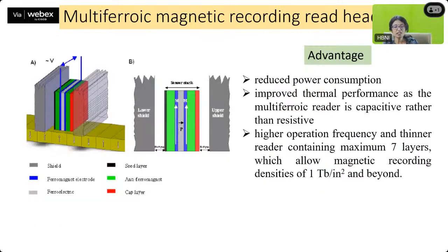So now what is the advantage? You will have very reduced power consumption, and you will have improved thermal performance as the multiferroic reader is capacitive rather than being resistive. You also have a much higher operation frequency and a thinner reader containing a maximum of 7 layers, which allows magnetic recording densities of 1 terabit per inch square and beyond. So you can imagine the amount of data which can actually be recorded with these read heads.